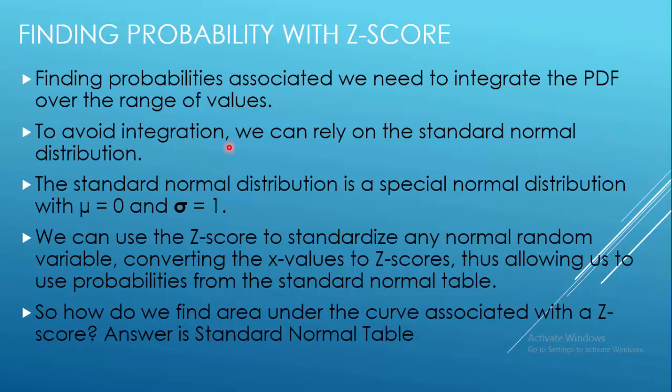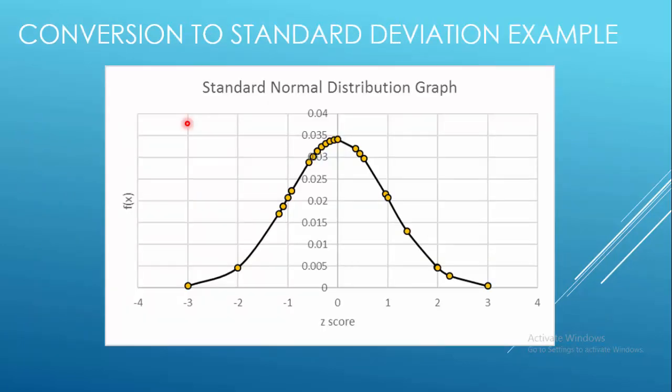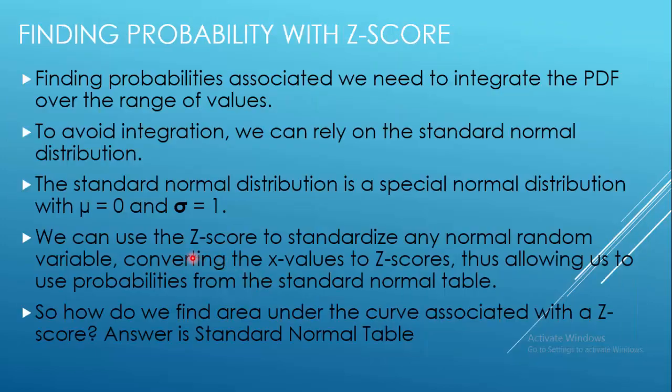To avoid integration, we can rely on the standard normal distribution. The standard normal distribution is a special normal distribution with mu equal to 0 and sigma equal to 1. This is the advantage of the normal distribution, that we get rid of doing this integration. We can use the z-score to standardize any normal distribution, any random variable, converting the x values to z-scores, thus allowing us to use probabilities from the standard normal table. So how do we find the area under the curve associated with a z-score? The answer is the standard normal table.